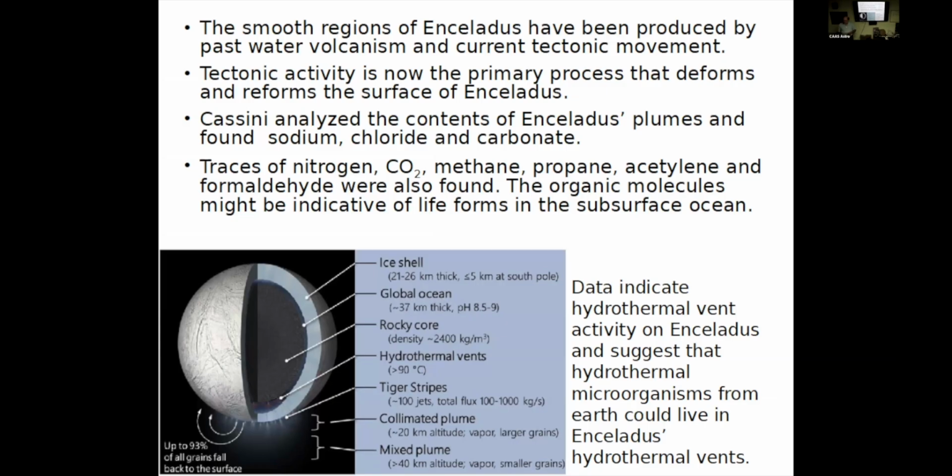All right. Again, here's a diagram that you can look at. Traces of nitrogen, CO2, methane, propane and formaldehyde were also found in these ocean extrusions. So again, they are the basic forms that people believe were in the oceans of Earth that led to the formation of primitive life.